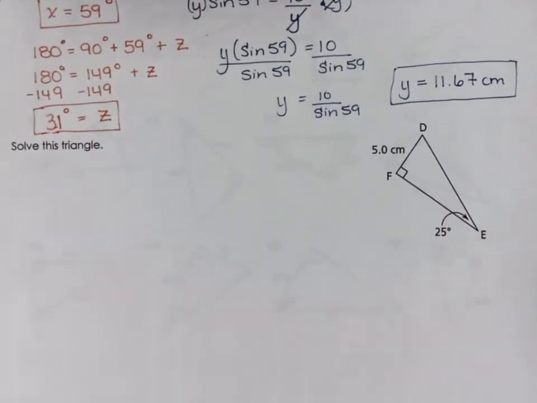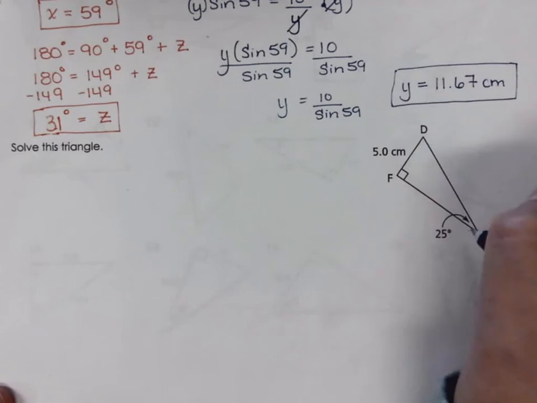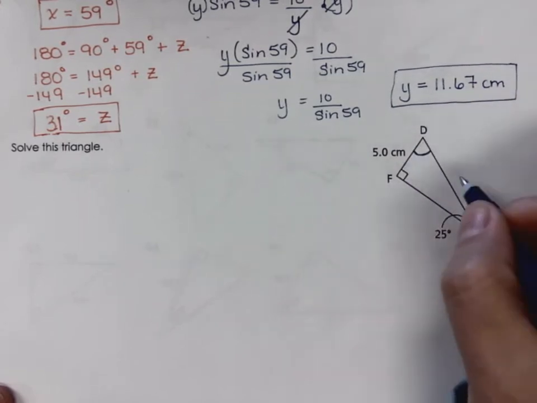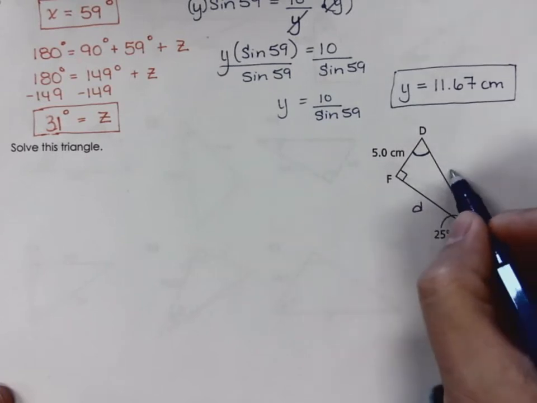Okay, I'll try to go a little bit faster for this one. And at any point, if you need to pause the video, please feel free to do so. When I'm looking at this one, the angle 25 is in here. The angle was too small to actually write it in. So we're looking for angle D, we're looking for side D, and we're looking for side F.